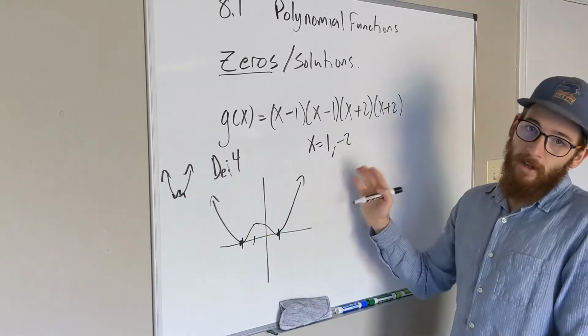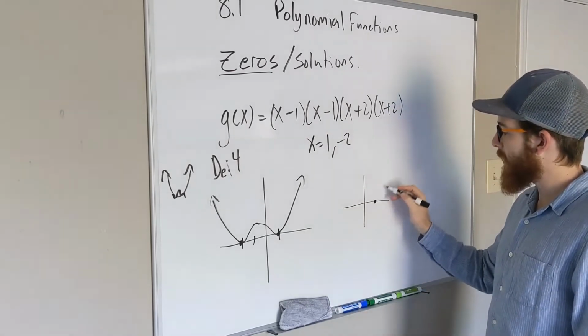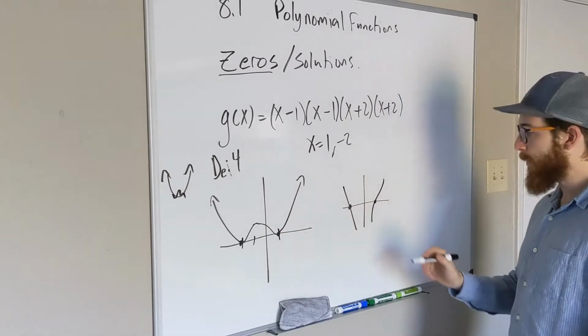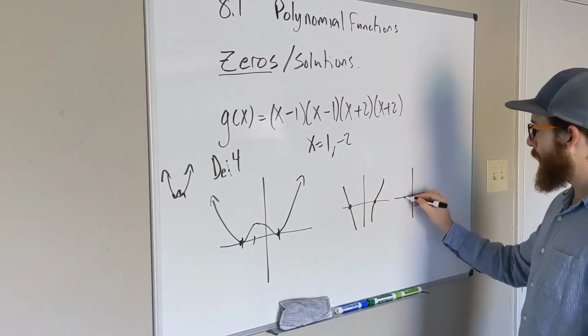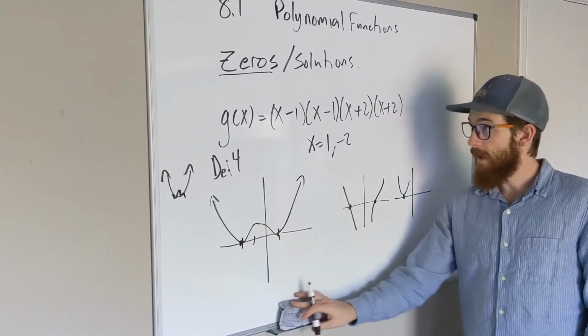So you can see what I meant a second ago when I said cubic. If there's 3 pieces at a point, it kind of curves through. 1 piece at a point, it goes straight through. 2 pieces at a point, it bounces. Okay, and that's always true.